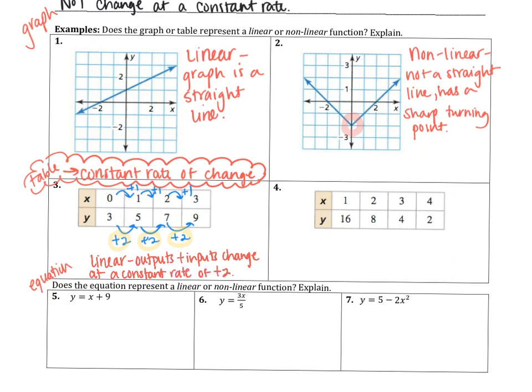Of +2. So if I can see a pattern in the table, for every one x value, I change 2 y values, that's good. That is a constant change, and I can expect this trend to continue. Let's look at number 4.